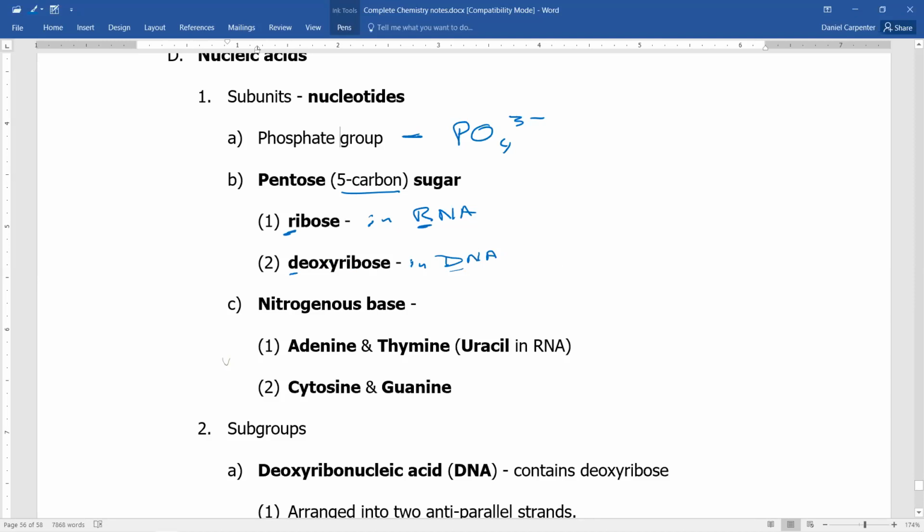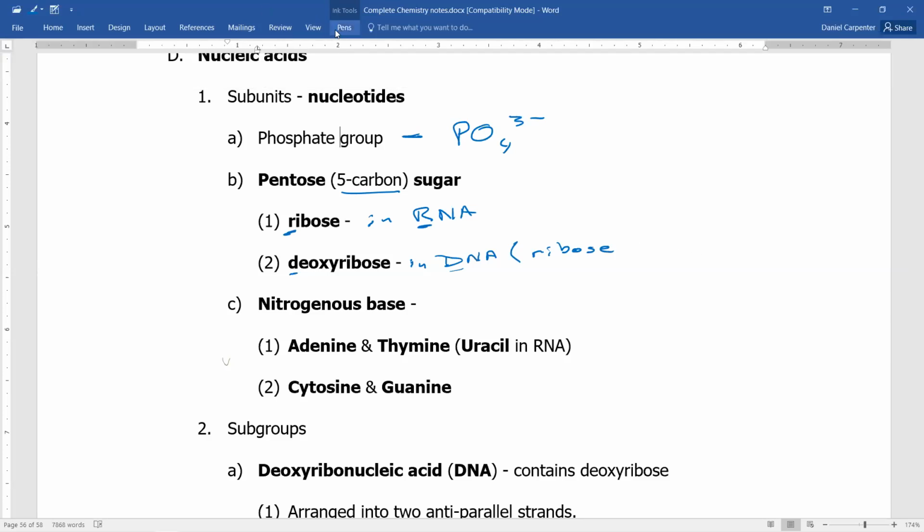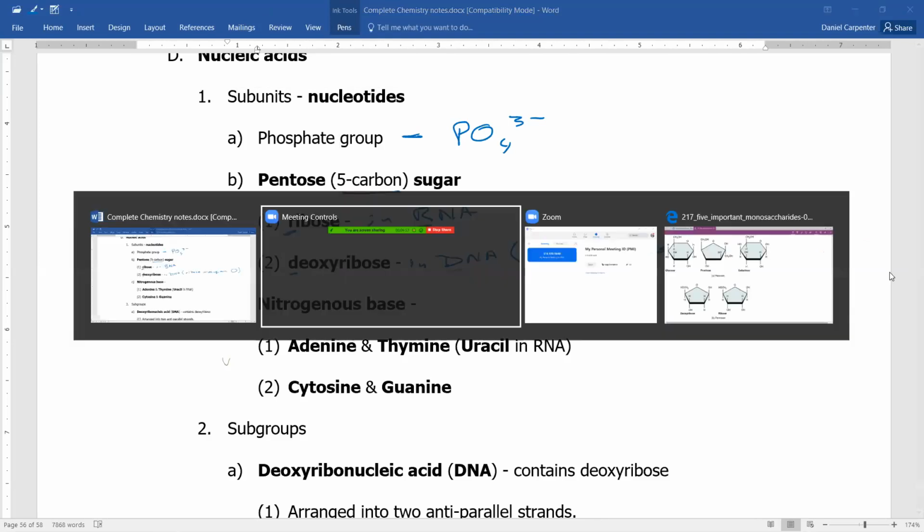And the only difference between ribose and deoxyribose, D means without. So deoxyribose is ribose minus, I should write the word so you don't think that's a dash. So let's try it this way. DNA is ribose missing an oxygen, O.